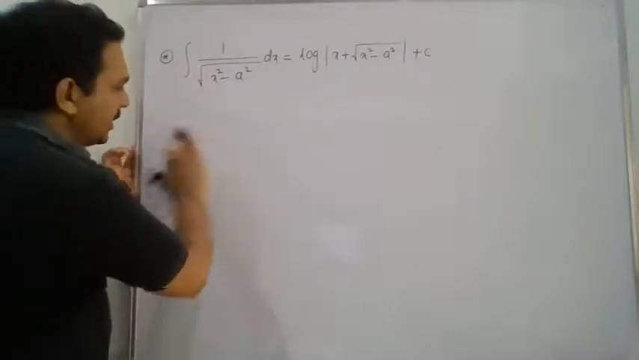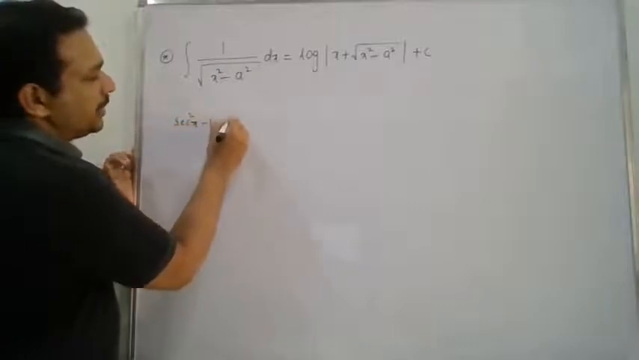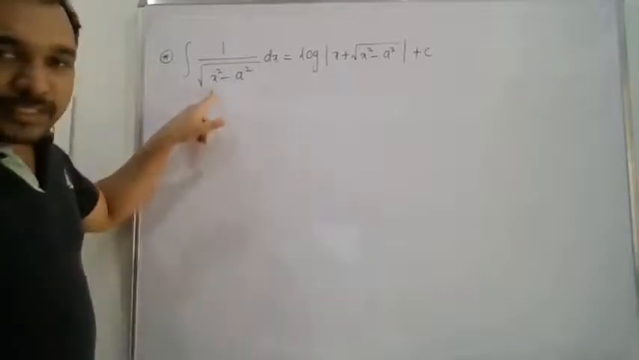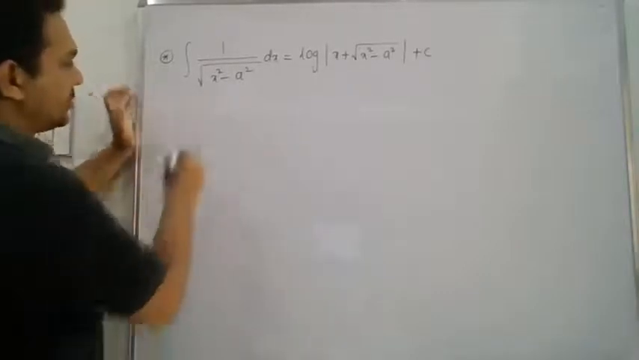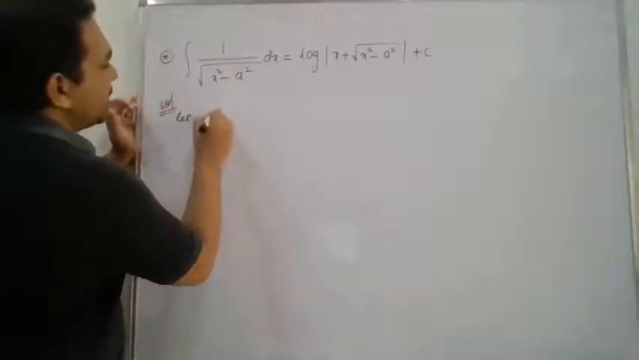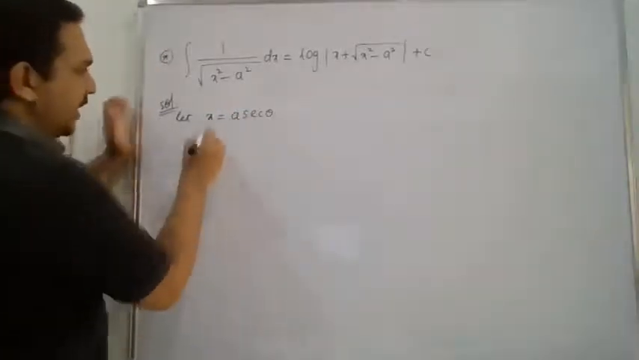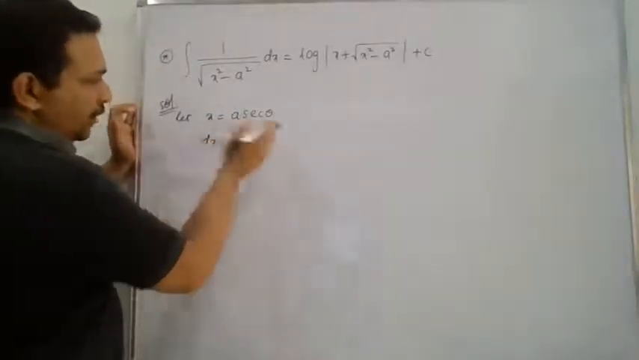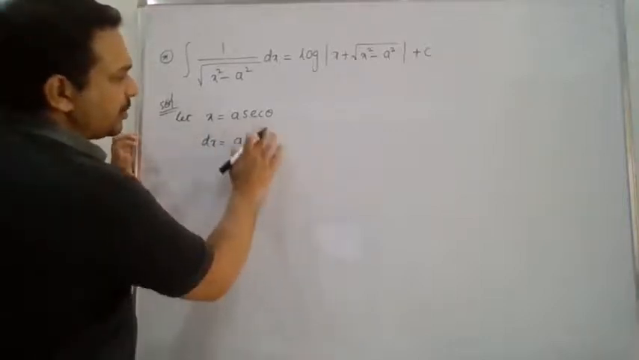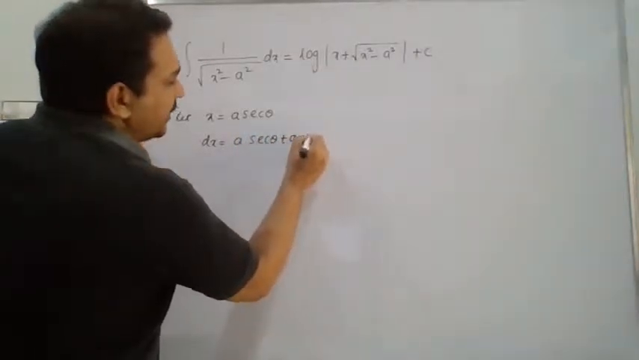Yes, I can see an identity. That is secant square minus 1 is equal to tan square x. So by using this identity, I can substitute x value as a secant x. So let the substitution for x be: let x equal to a secant theta. Then what about dx? Do the differentiation on both the sides. Left side it is dx, a into right side. What is the differentiation of secant theta? It is secant theta into tan theta d theta.